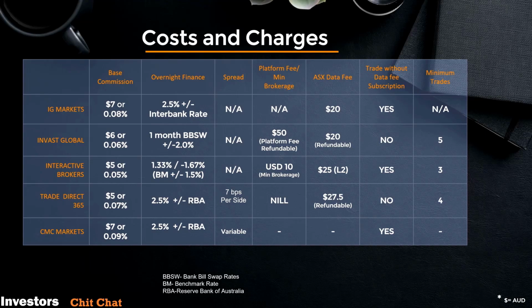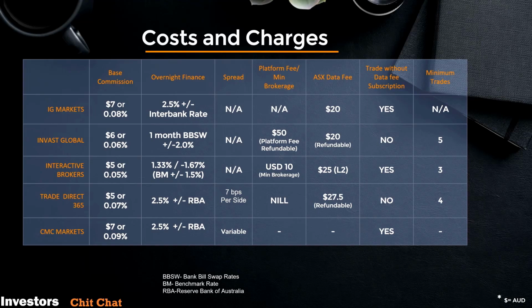The other component, the third component that I was mentioning, was the spread itself. The spread by itself is nothing but brokers adding additional points on top of the bid and ask price, so when you're trading, you're not really trading the underlying share price. If you look at the top three brokers, which are IG Markets, Invest Global, and Interactive Brokers, because they are all DMA brokers, there is no spread applicable to them.